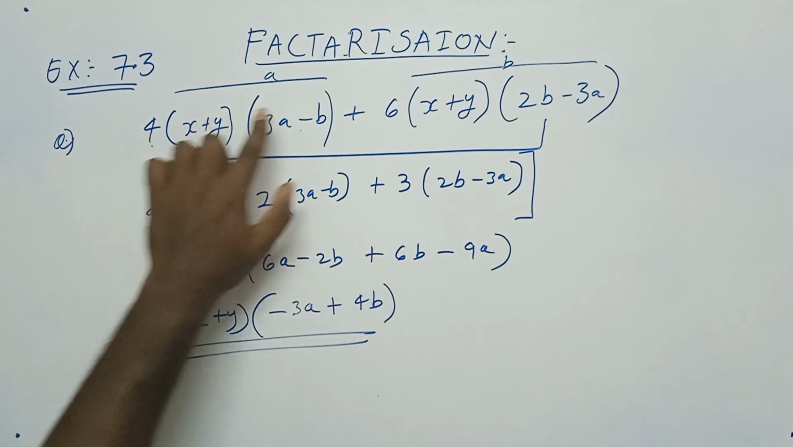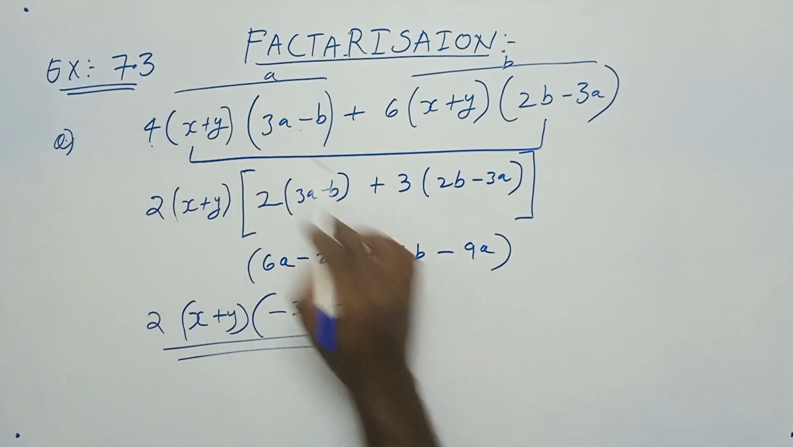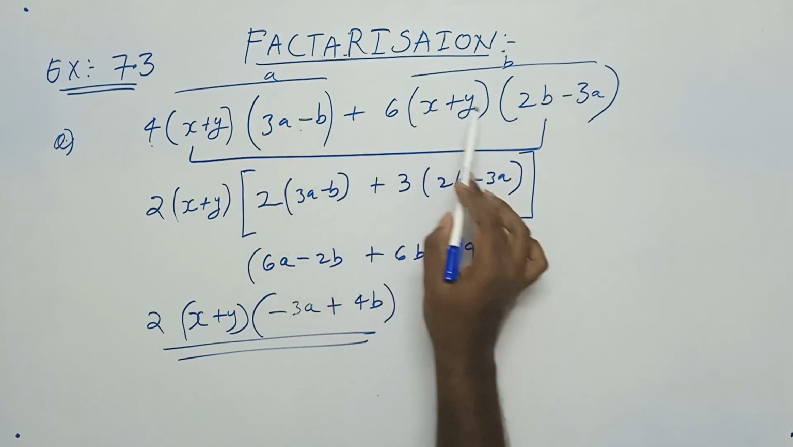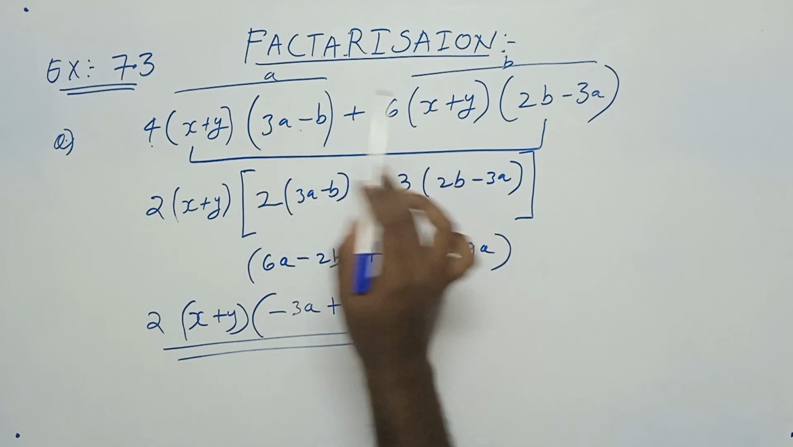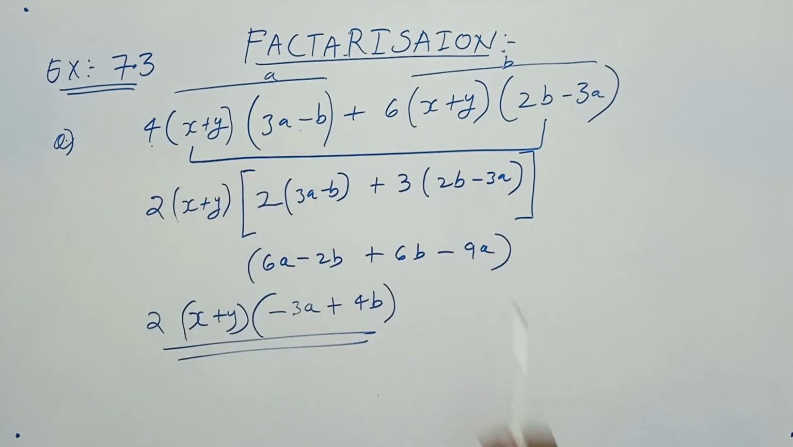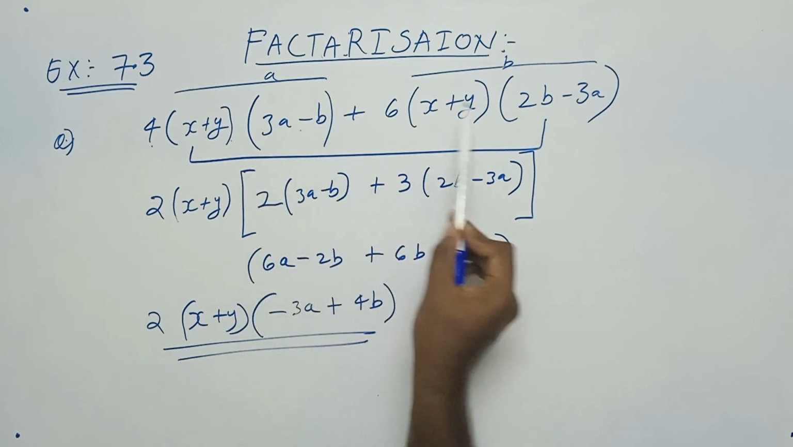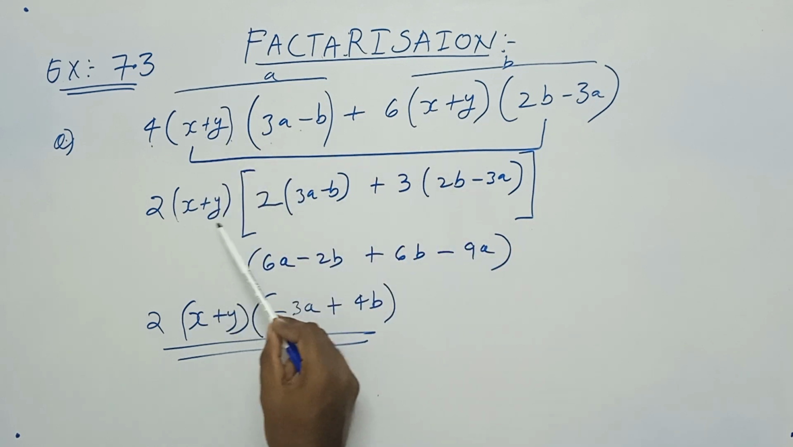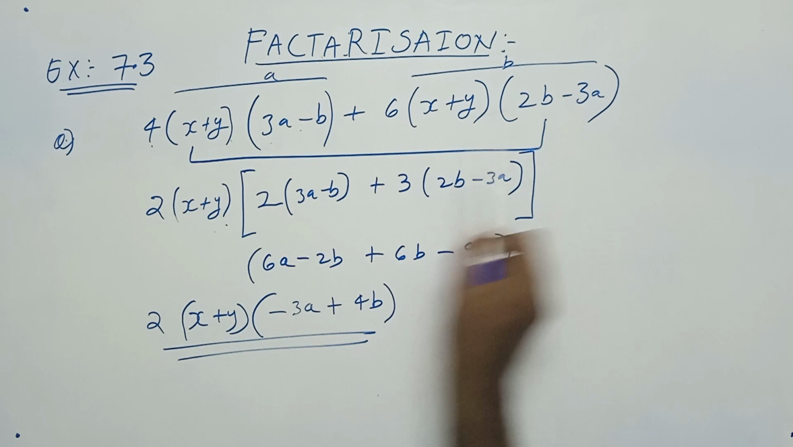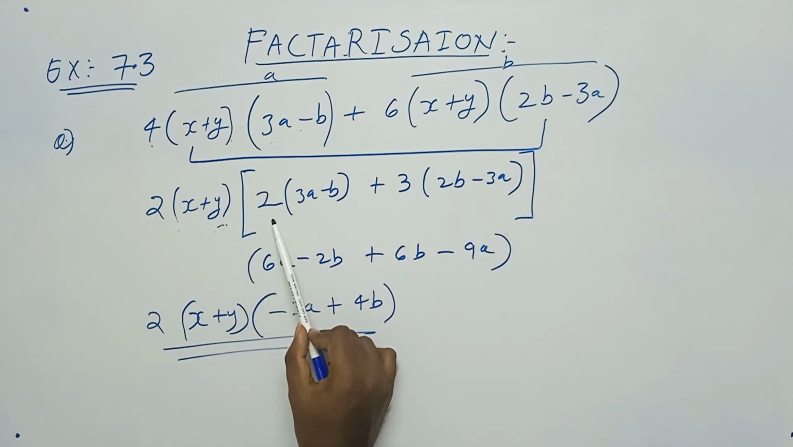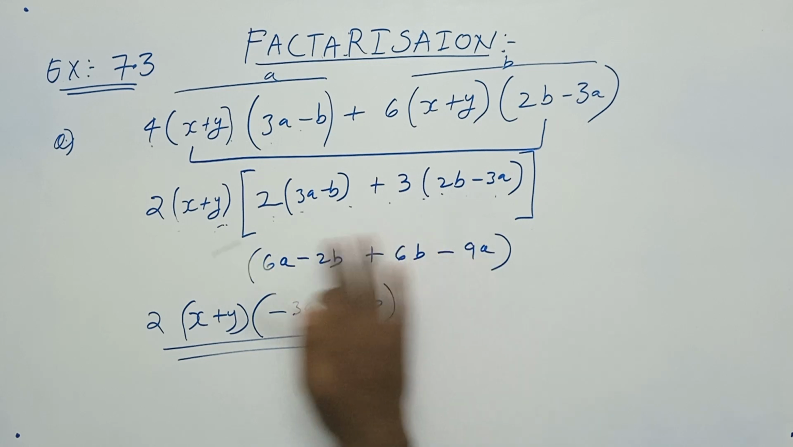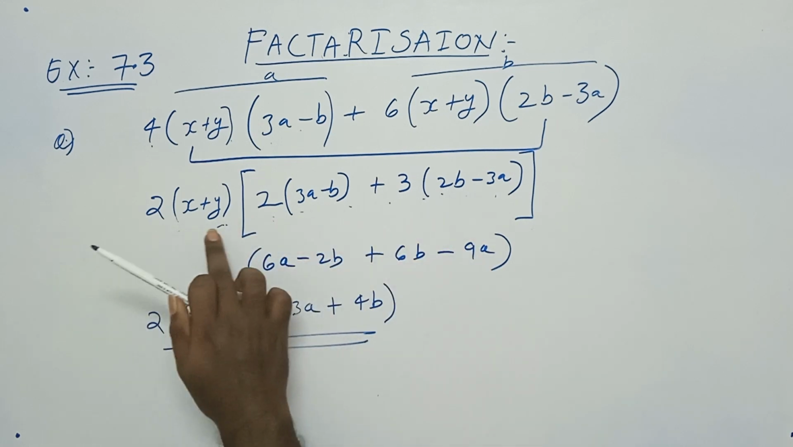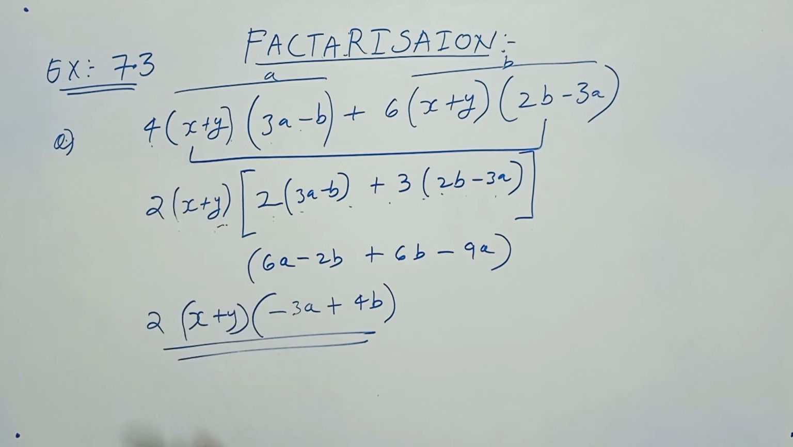First you have to determine what the terms are, then we compare those terms. We take the common factor from those terms, that means we take the HCF of those terms. We have taken the HCF, and we got 2 of x plus y. Now we divide the whole expression by 2 of x plus y. The quotient we get is 2 of 3a minus b plus 3 of 2b minus 3a. Here we multiply with 2 of x plus y to get the product of its factors. So this is how we are going to solve.